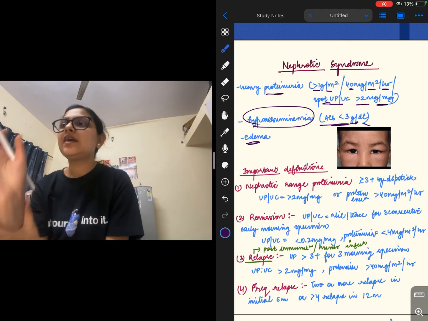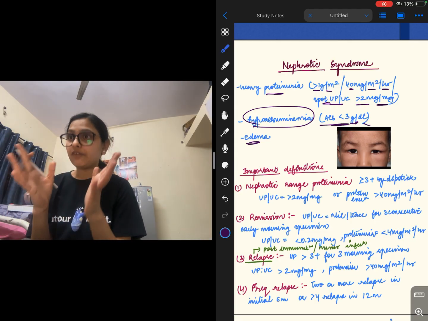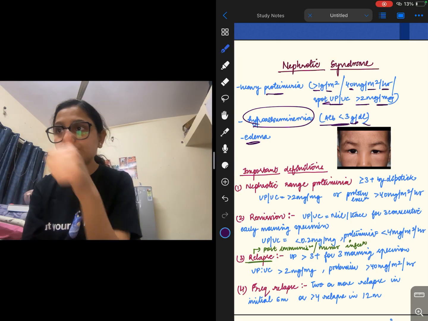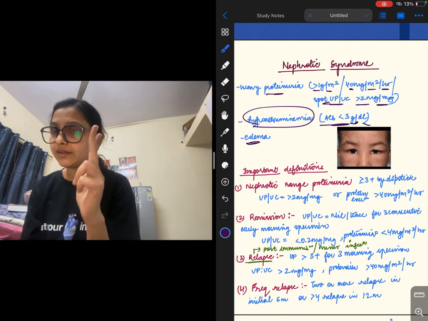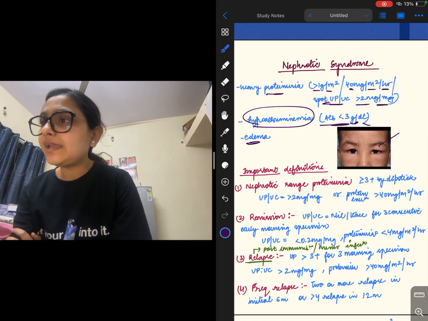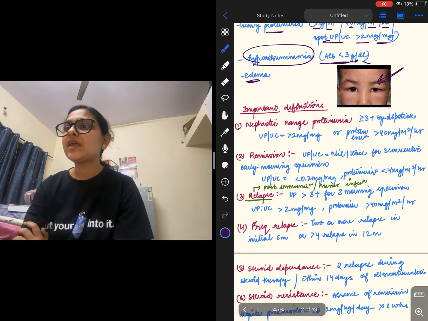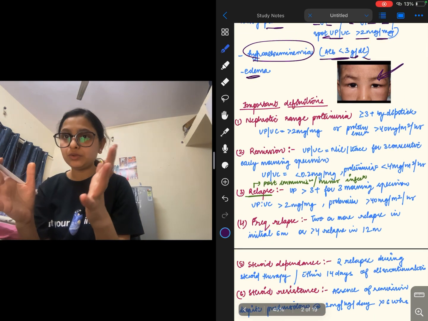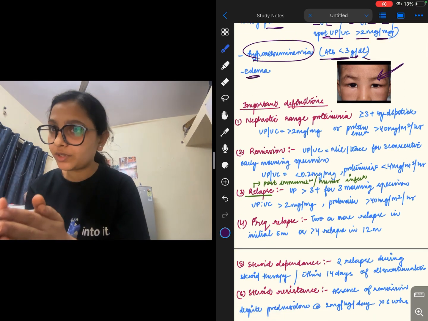So these three things are the three criteria for nephrotic syndrome. Proteinuria, how much, you have to remember this. Hypoalbuminemia, and third is edema. See, you can see the edema. This is the periorbital edema. Okay, now comes the important definitions that you need to know before we dive into the topic of nephrotic syndrome.